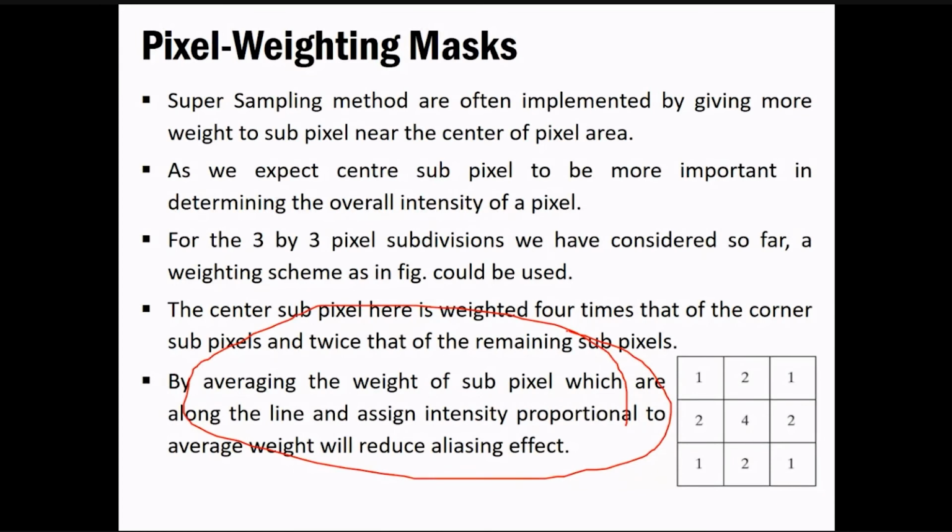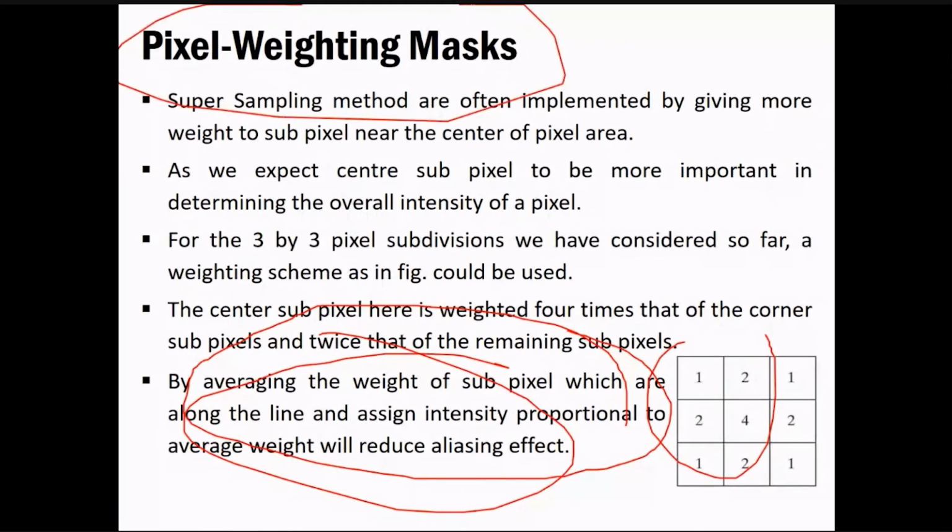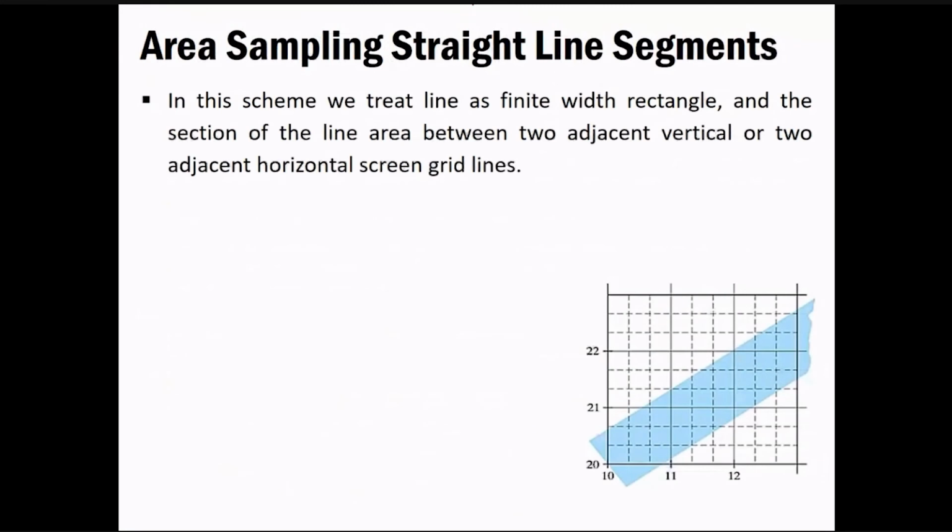If we are considering the line case, fine; if you are considering a polygon, then the scenario will change. Then assign the intensity proportional to the average weight. That would reduce the aliasing effect. So instead of one major pixel, you have divided it into subpixels. That is what it says.